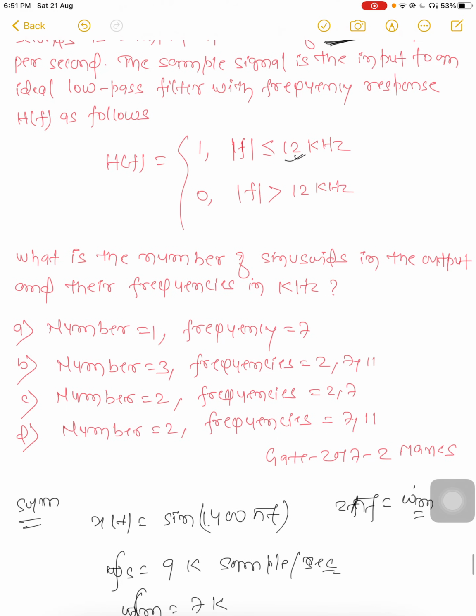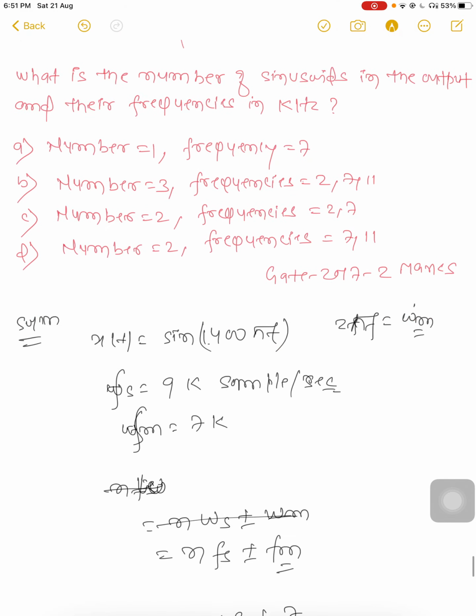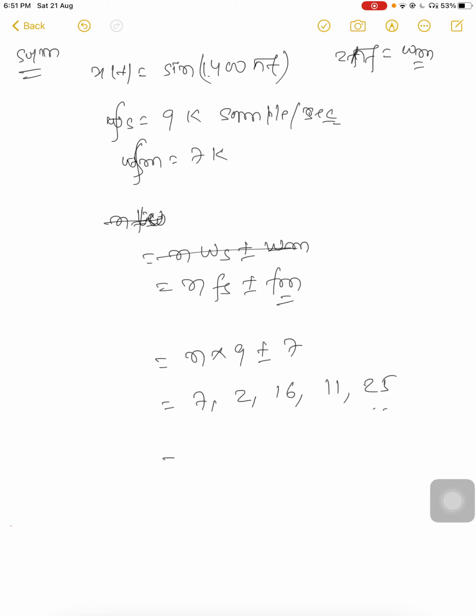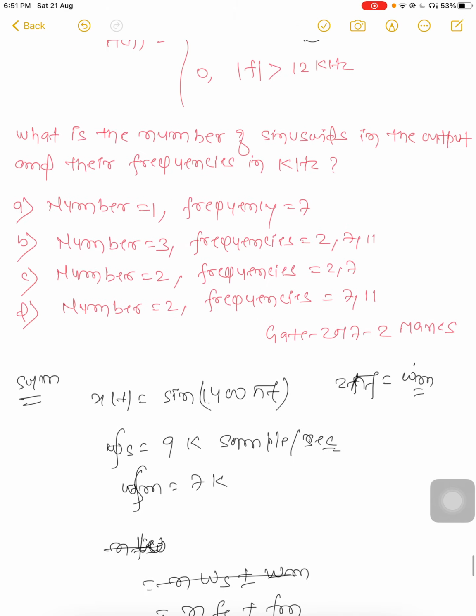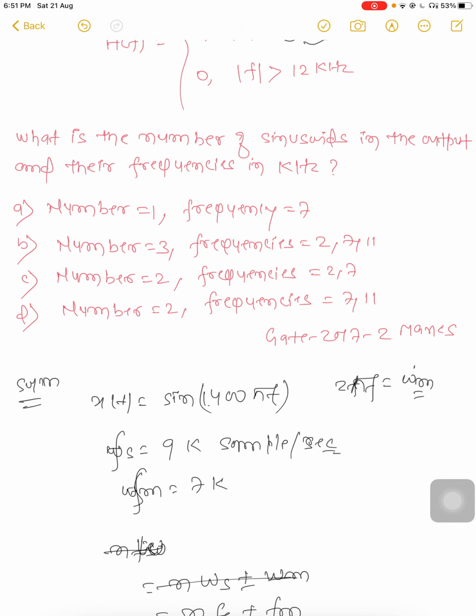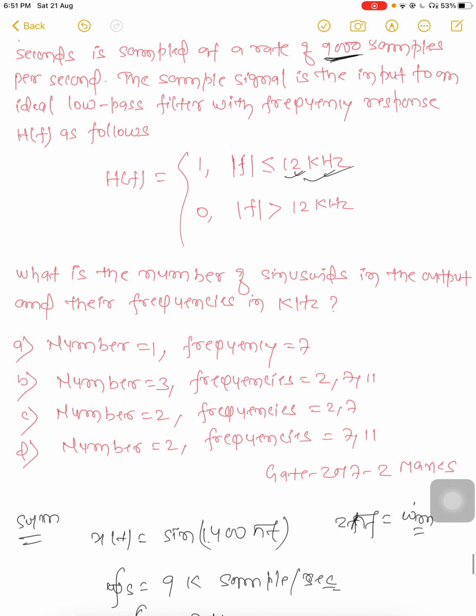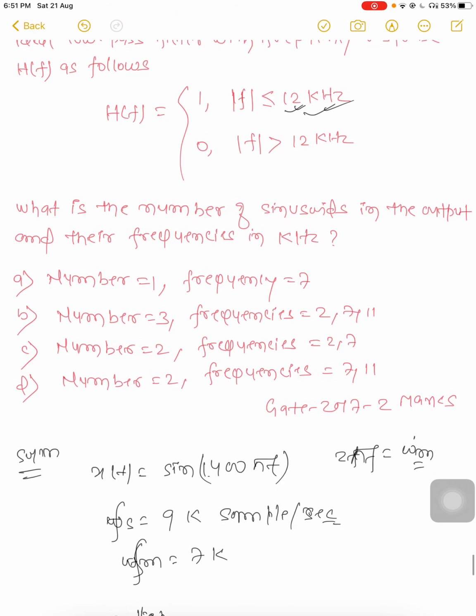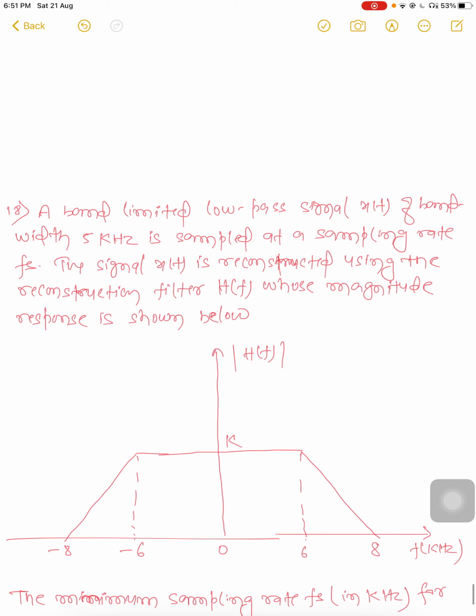Then the cutoff frequency, how much is given? The cutoff frequency is given as 12 kilohertz. Within 12, which ones are coming? 2, 7 and 11 are coming, which means we get three components. What is the number of sinusoids in the output and the frequency in kilohertz? Number is 3, frequencies 2, 7, 11. Option B will be the right answer.